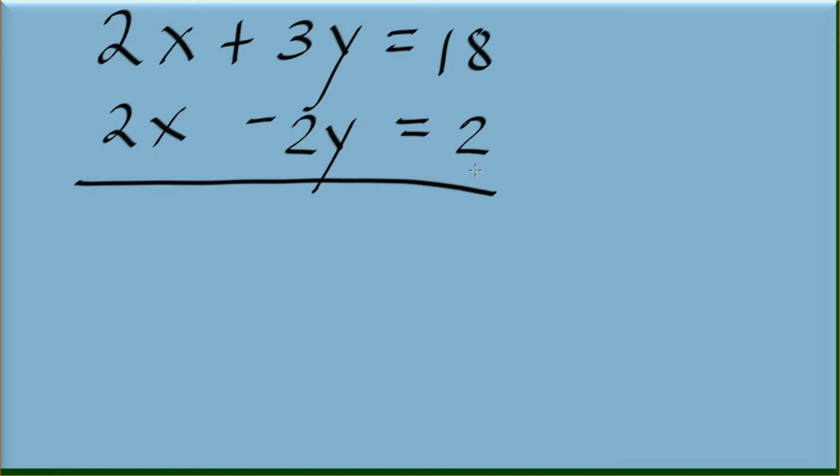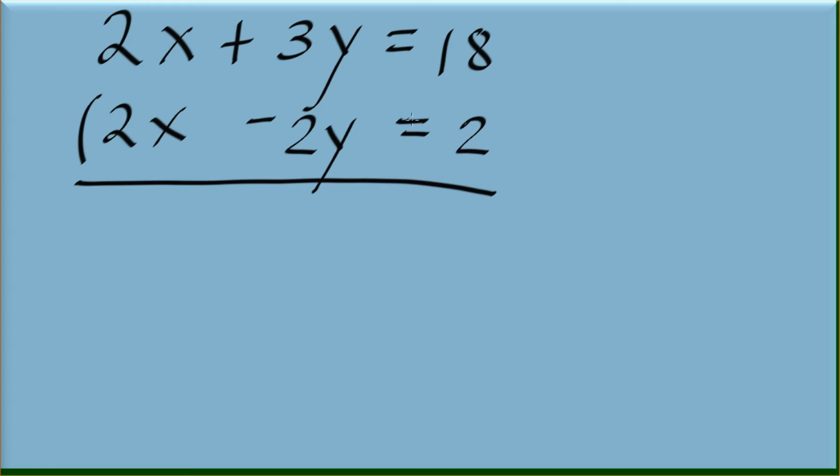So when you look at the equations, the y terms have opposite signs, but the coefficients are not the same. One is 3, the other is 2. So we cannot immediately eliminate the y terms. Now, the x terms have the same coefficient. In other words, if you add them, it's going to be 4x. It's not going to be eliminated.